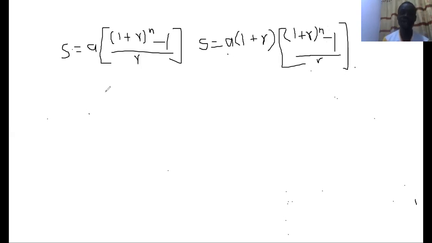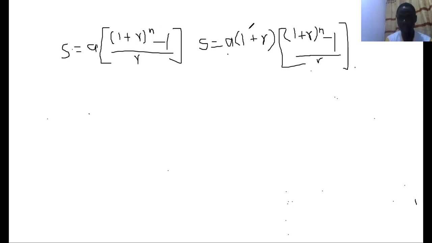Okay, so you can be asked to compute for S. You can be asked to compute for small a, right? You can also be asked to compute for R, but you can read the value of all this in the square bracket. That's the annuity factor from the table by using R and N, where R is the rate and N is the duration.